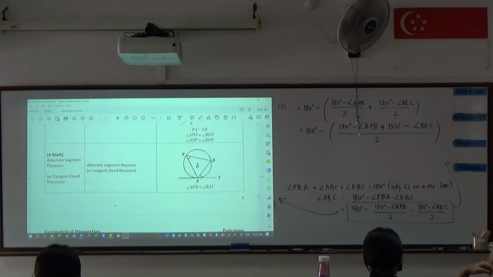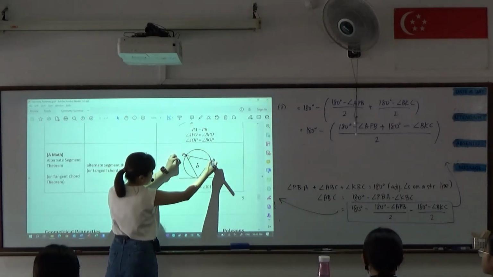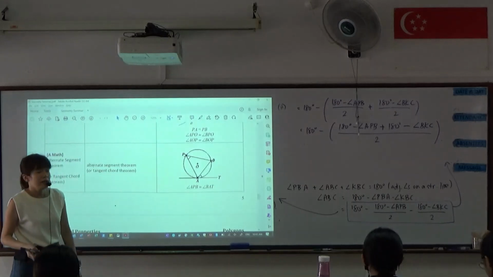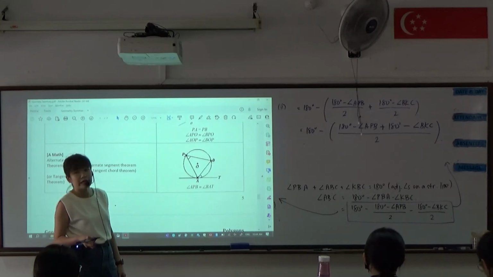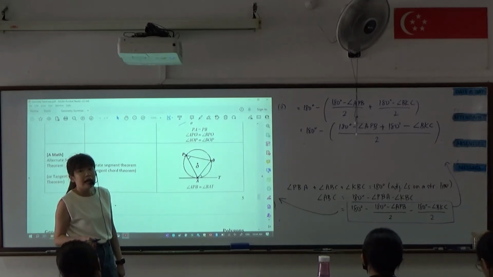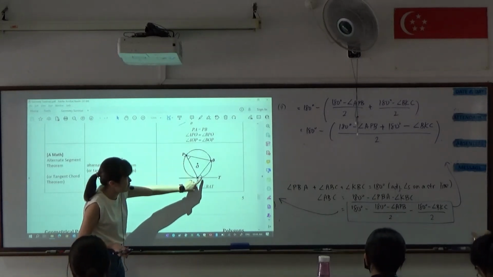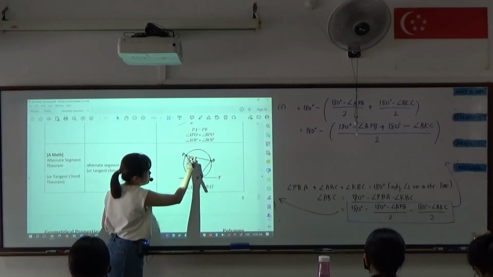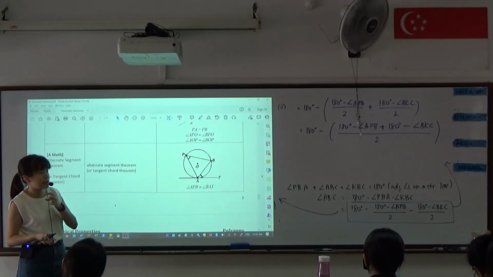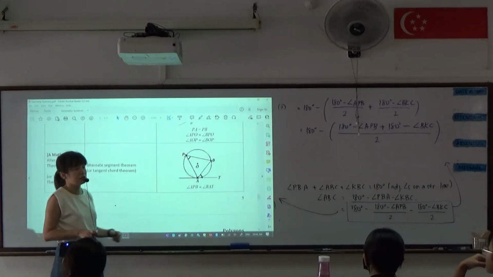A triangle whose vertices are all on the circle itself. So for this triangle, all the corners must be on the circle, and then the tangent must be at one of the corners of the triangle. And then how is it alternate? It is based on this angle over here that is alternating from here, and they are going to be equal. So we can have this angle equal to this angle. That is what the alternate segment theorem says: must have a tangent, must have a triangle, all the corners on the circle.